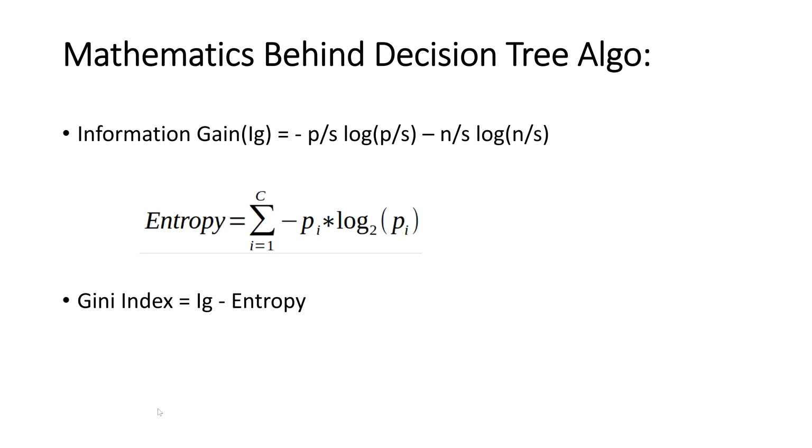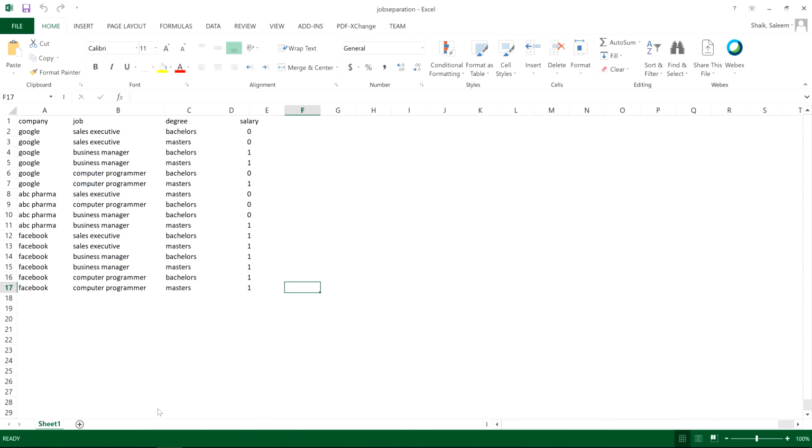So let's see an example, guys, to get clarity about how the decision tree algorithm behind is going to work. So yeah, this is a data set, guys. This is a dummy data set which is prepared. Now here you can see four columns with 17 rows, right?